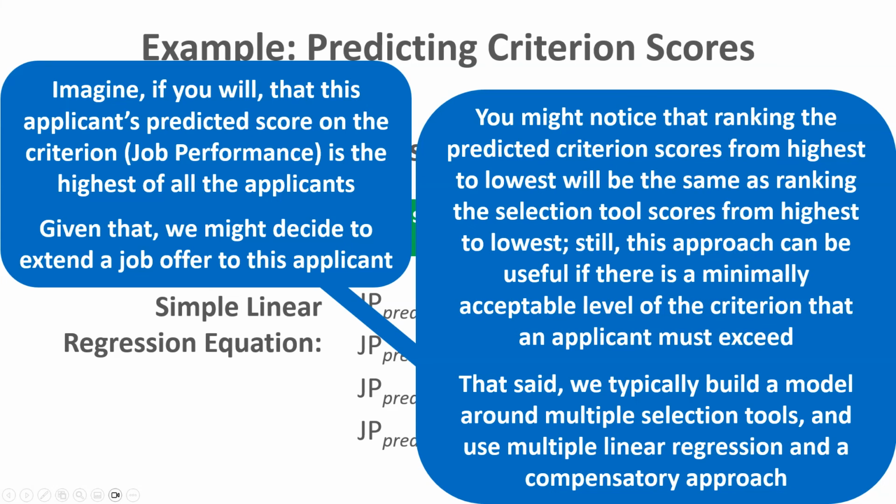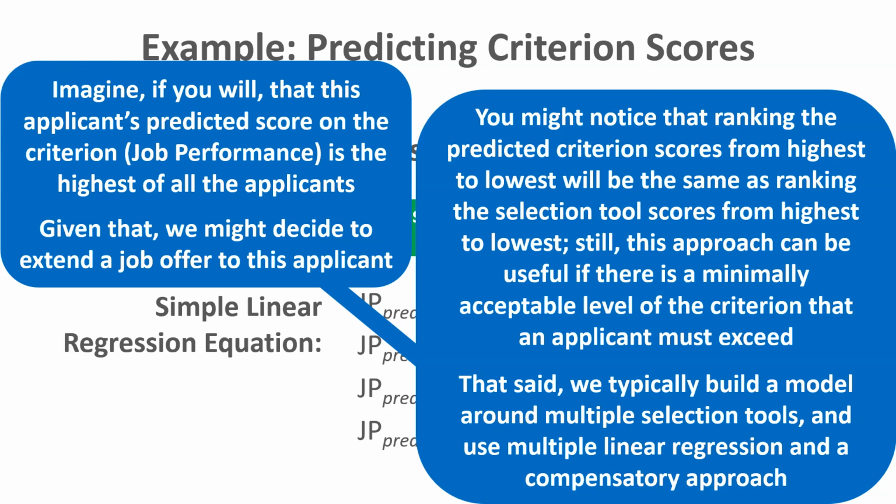Now, that said, we typically build our models around multiple selection tools because it's very common that we use what are called multi-tool selection systems, meaning that we don't just have a personality test, for example, but we also put the applicants through, say, a structured interview, maybe a cognitive ability test, maybe give them a work sample as well, and we collect scores or data on all of those for the applicants.